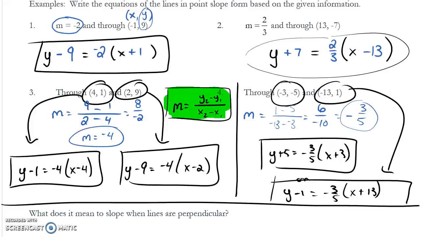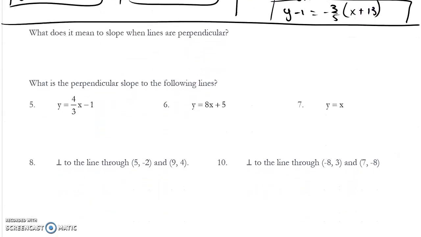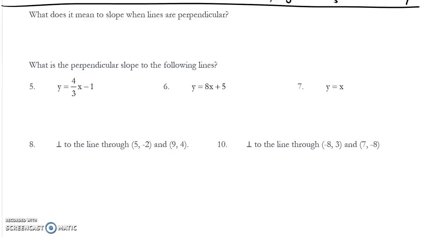Alright, our last couple questions here are going to be equally important. And it's the idea of what it means to have perpendicular slope. This may or may not be something that you know already. I know it's taught in Algebra 1. I'm not sure if we taught it here at Warren in Algebra 1 or not. I know in my classes I mentioned it but didn't really focus on it. So this is something you want to pay really close attention to.